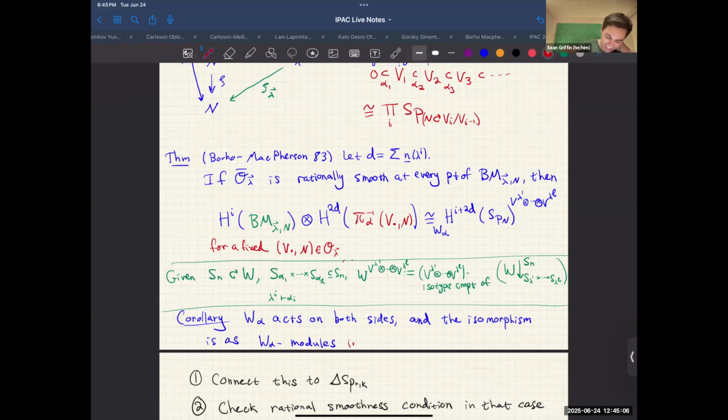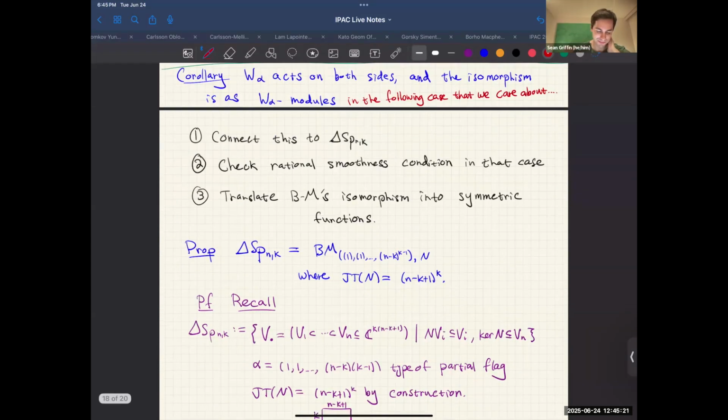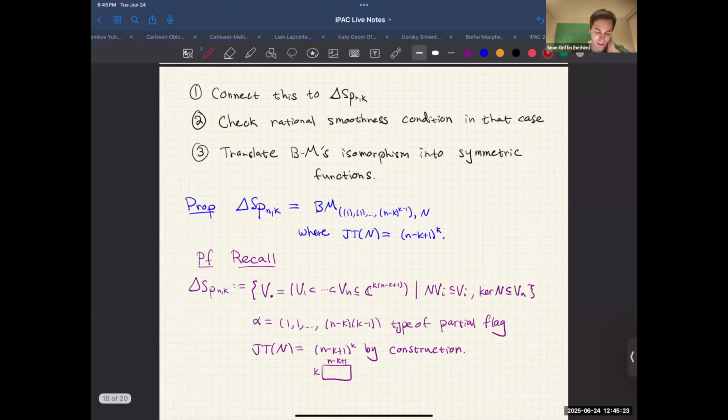Like, okay, let me put a caveat here, in the following case that we care about. Okay, great.